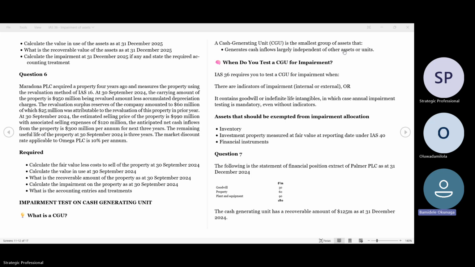Required: calculate the fair value less cost to sell of the property at 30th September 2024. Calculate the value in use at 30th September 2024. What is the recoverable amount of the property as at 30th September 2024? Calculate the impairment on the property as at 30th September 2024. What are the accounting entries and treatments?